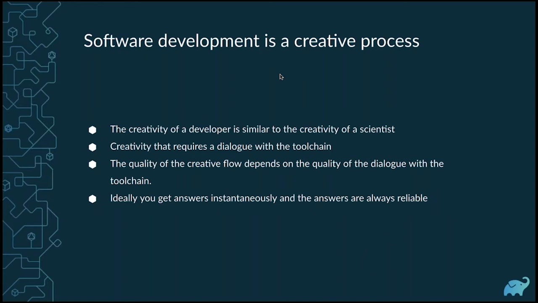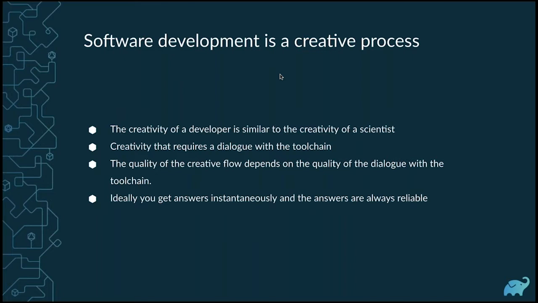And the quality of the creative flow of a developer depends a lot on the quality of the dialogue with the tool chain. That includes how fast you get a response and how correct the response is. And ideally, you get answers instantaneously, and the answers are always reliable. That was, I guess for many of us, the world when we started doing coding. We had our development environment.